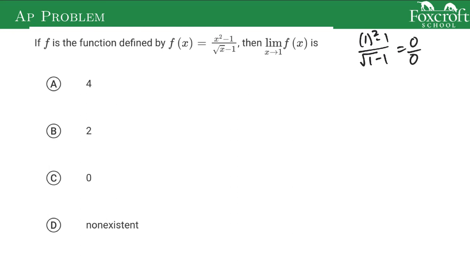Again, 0/0 is a good sign that something is going to cancel out. If it was a number over 0, that's not a good sign, but 0/0 is a good sign. Something's going to cancel out. So I'm going to start out with x squared minus 1 over the square root of x minus 1.